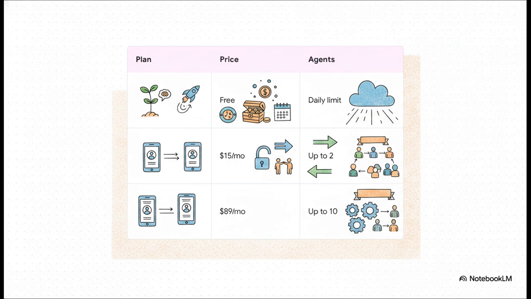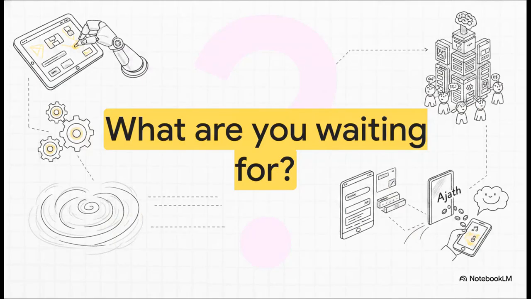Then, when you're ready to level up, the core plan unlocks unlimited workspaces for just $15 a month, and the Pro plan brings massive computing power and 10 parallel agents for $89 a month for those serious commercial builds. Which leaves us with one final, very important question. What are you waiting for?